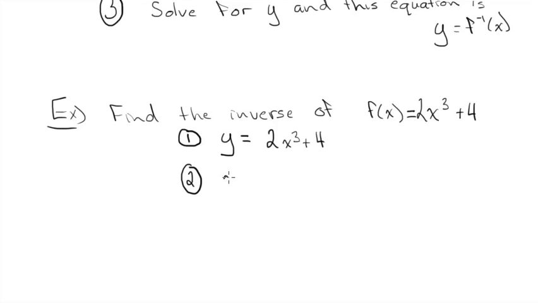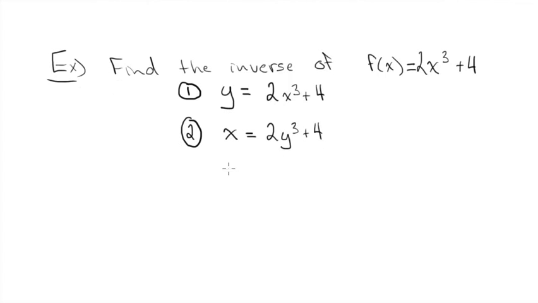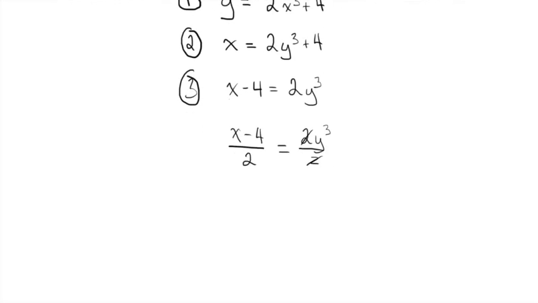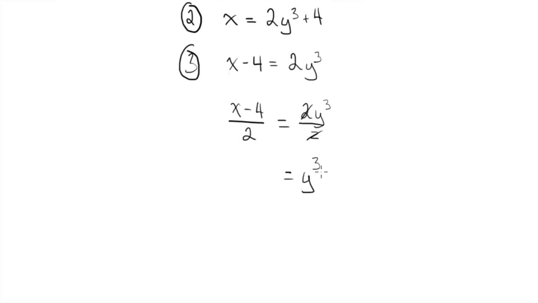So instead of writing y, I'm going to write x, and instead of writing x, I'm going to write y. Now this is a weird looking function. Usually y is isolated. So step 3 is we will solve for y. So we just need to rearrange this so we get y by itself. So we'll subtract 4 from both sides. x minus 4 equals 2y cubed. We'll divide both sides by 2. 2y cubed divided by 2, those reduce. So we've got y cubed equals x minus 4 over 2.